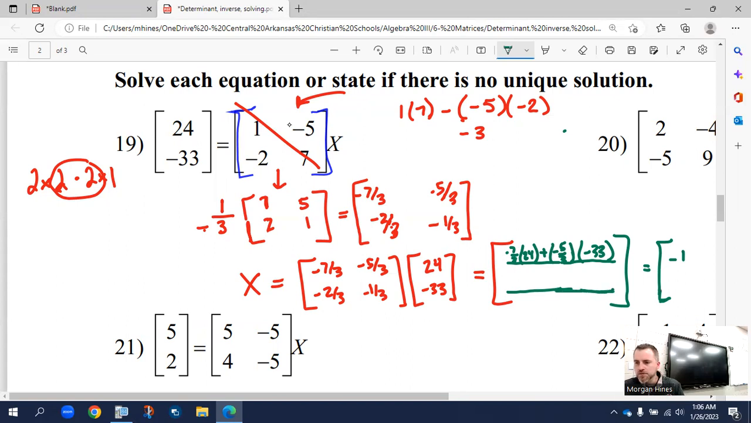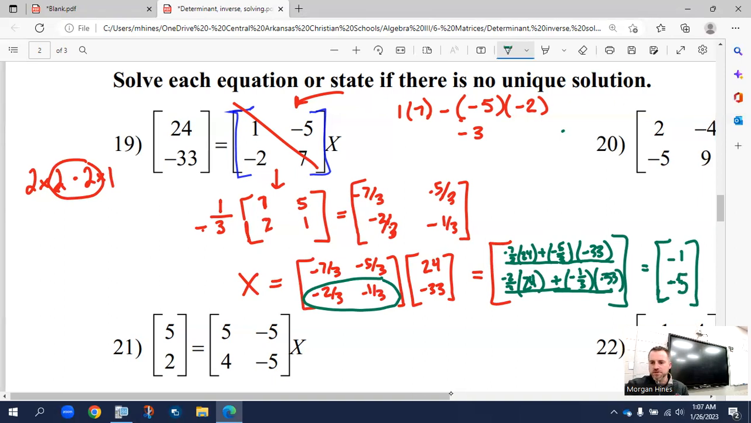Okay, and then the next one, we're looking at the second row now. So we're going to do -2/3 times 24 plus -1/3 times -33. And that's going to be -16 plus 11, which is -5. And that's all there is to it. Piece of cake, right?